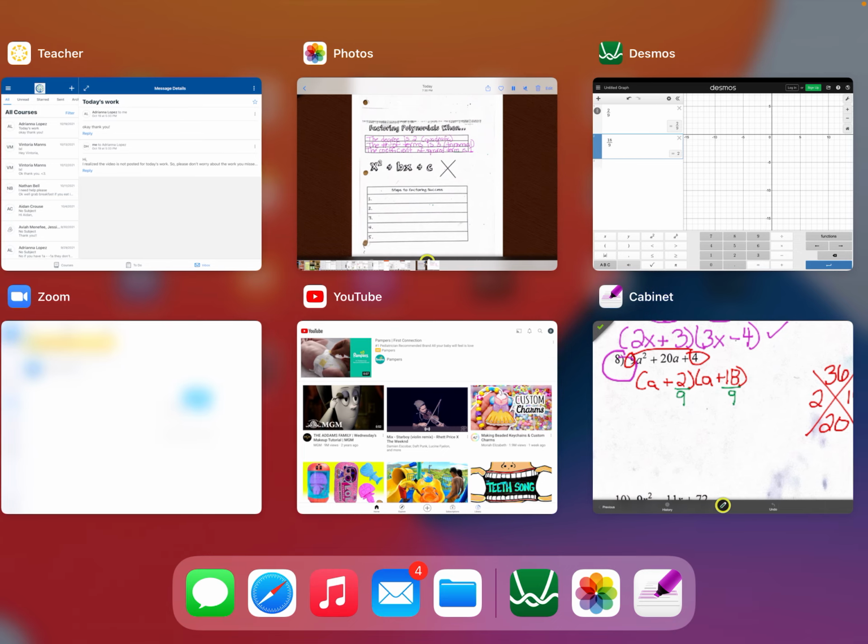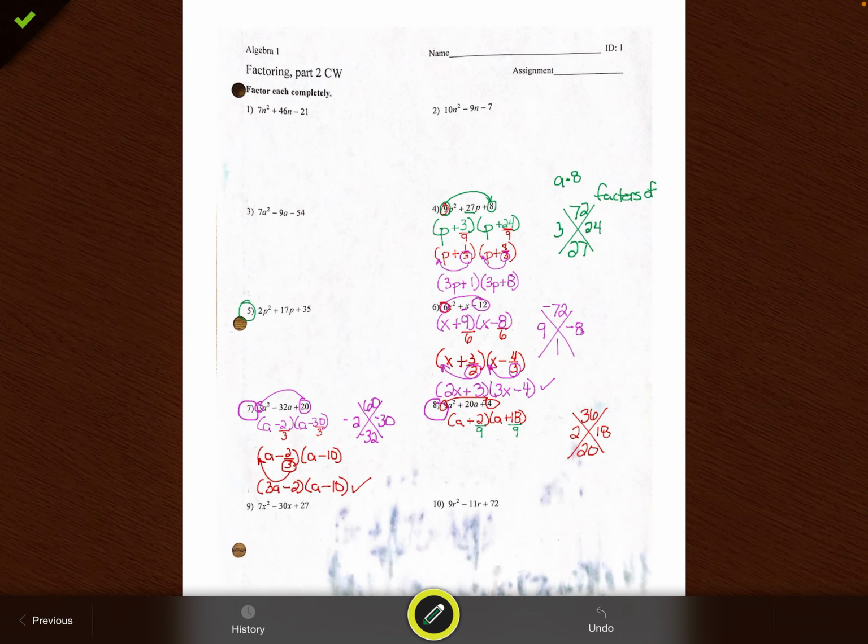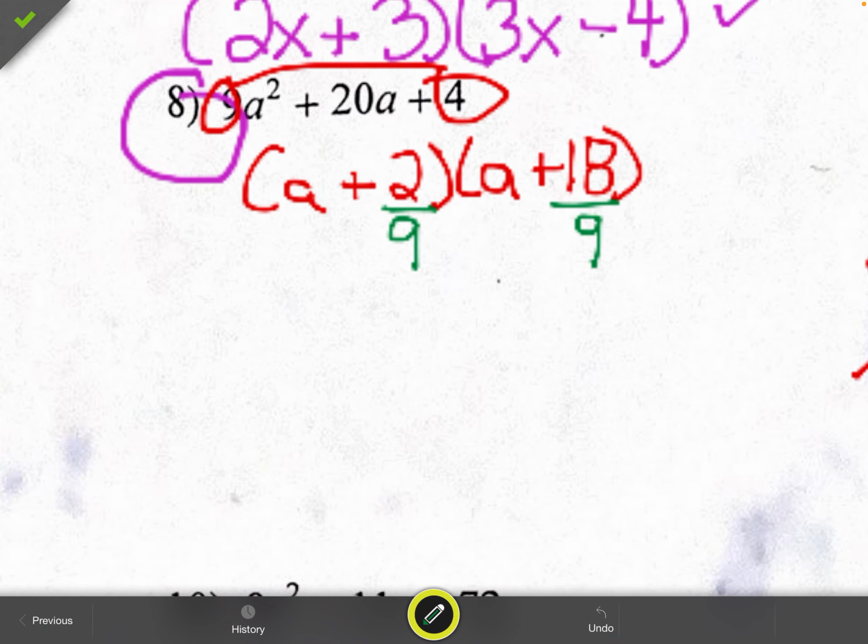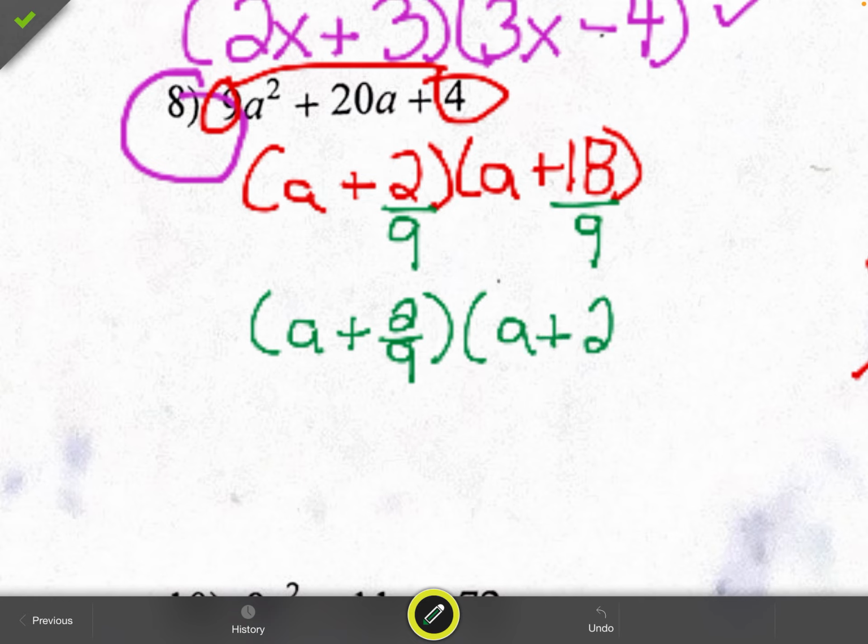So 2 over 9 stays. 2 over 9 is reduced, so we're just going to rewrite it. Don't skip this step, because some people try to skip this step and then they get confused. Don't skip it. If it doesn't reduce, just rewrite it. The a plus 18 divided by 9 gave us just 2.